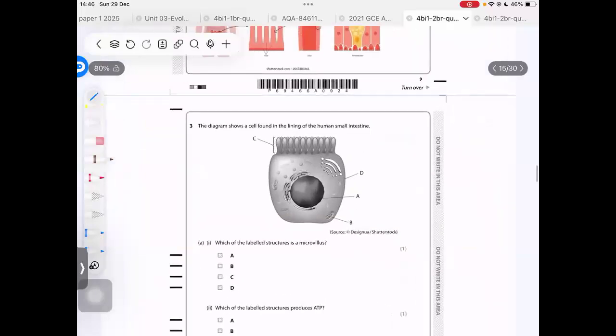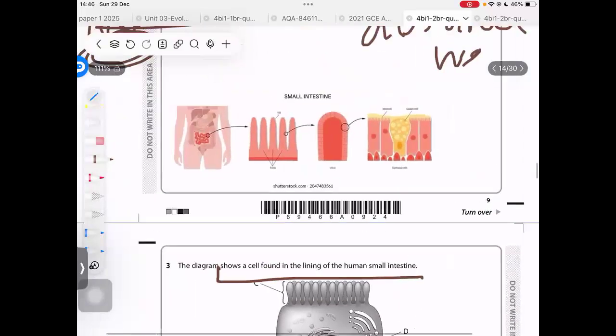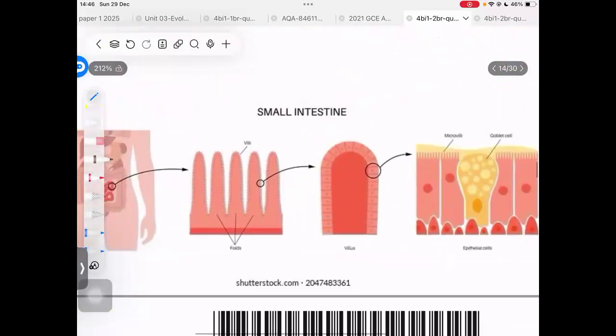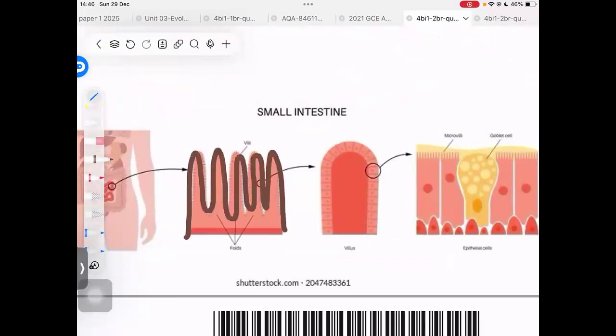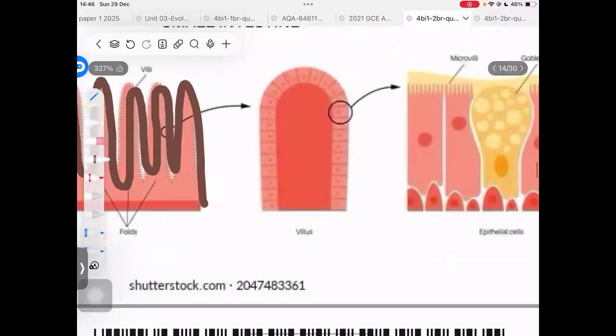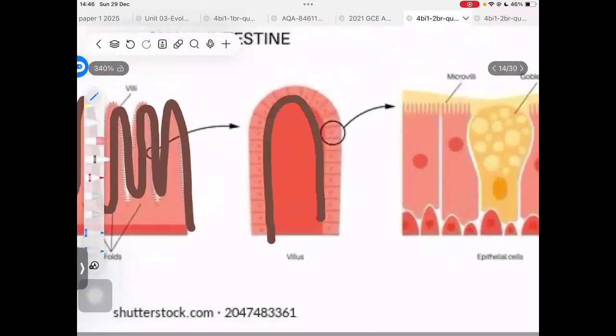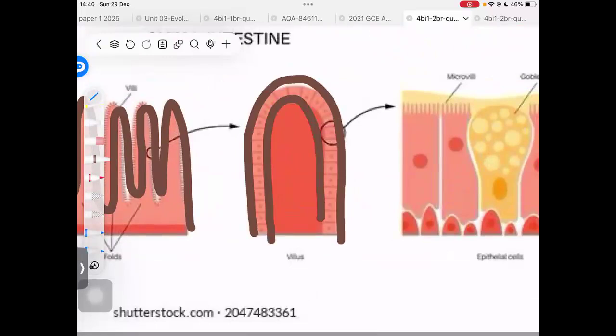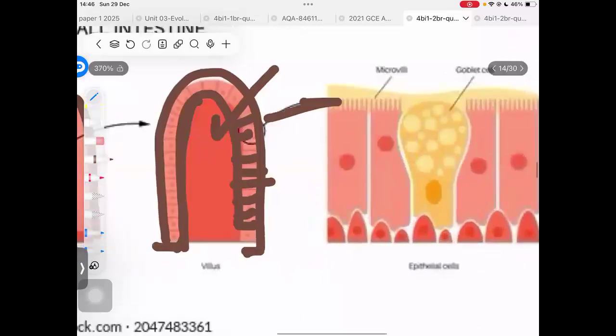The diagram shows a cell found in the lining of the human intestine. You can see these infoldings that you see in our small intestine are our villi. If you magnify a villus, this is how the villi look. These cells over here in the villi are called the epithelial cells. You can see they are 1 cell thick. Can you see only 1 cell layer is there? Those cells are epithelial cells, and they have magnified the epithelial cells.